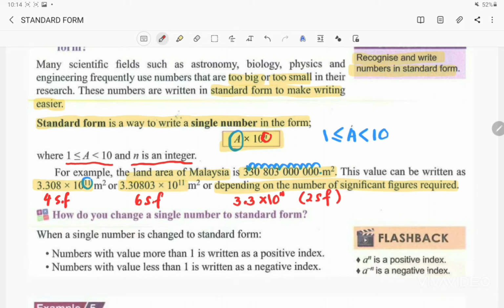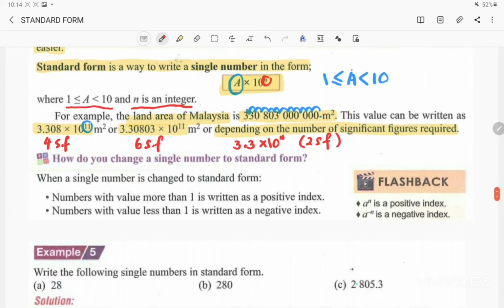Alright, okay. So now, how do you change the single number to standard form? Kalau dia dah bagi single number, kita nak tukar kepada standard form, it will be 2 conditions, so 2 situation. Okay, tengok dulu, number tu number yang macam mana? Kalau single number is value more than 1, it is written as positive index. Okay, ada kaitan dengan kita dah belajar index in chapter 1. Apa dia positive index? Tengok balik. And then kalau the single number tu kalau value less than 1, is written as negative index.